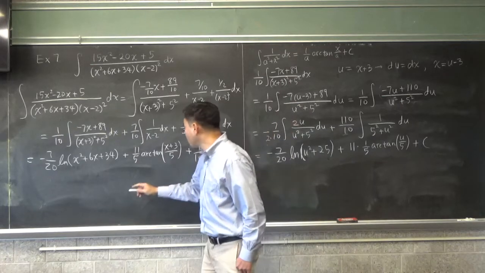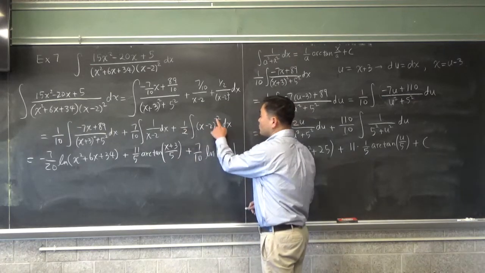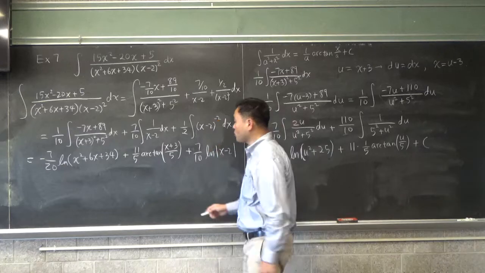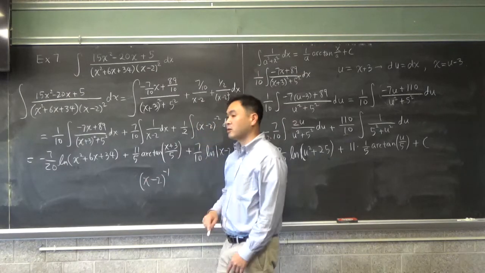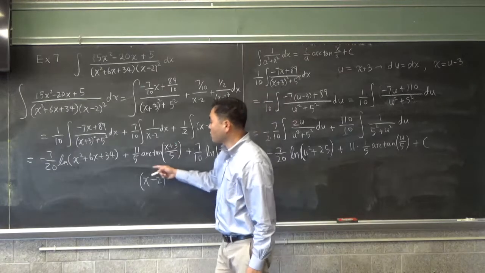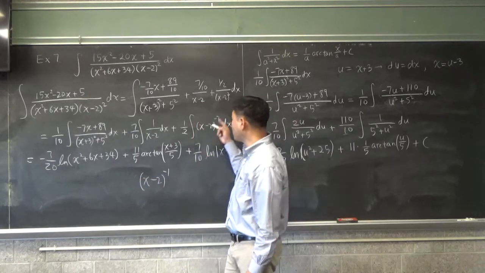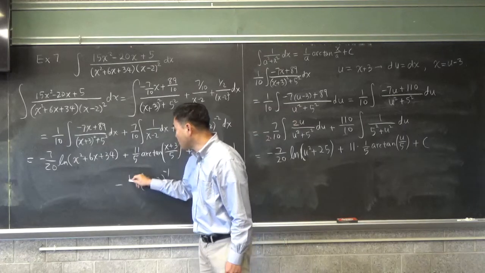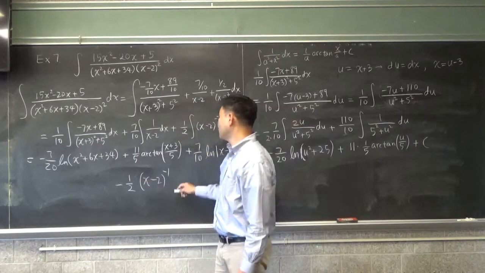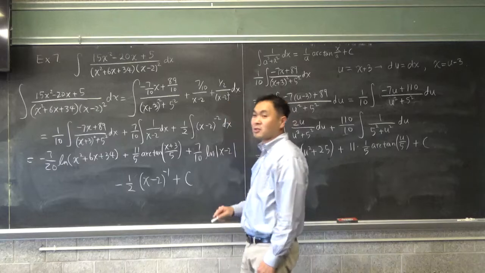And this last one, well, what do you have to do? You add 1 to the exponent, which is (x minus 2) to the negative 1 power. And then you put the reciprocal of that in front, but that means you're dividing by negative 1, which is same as introducing a minus sign in front. Plus c. So that's the final answer.